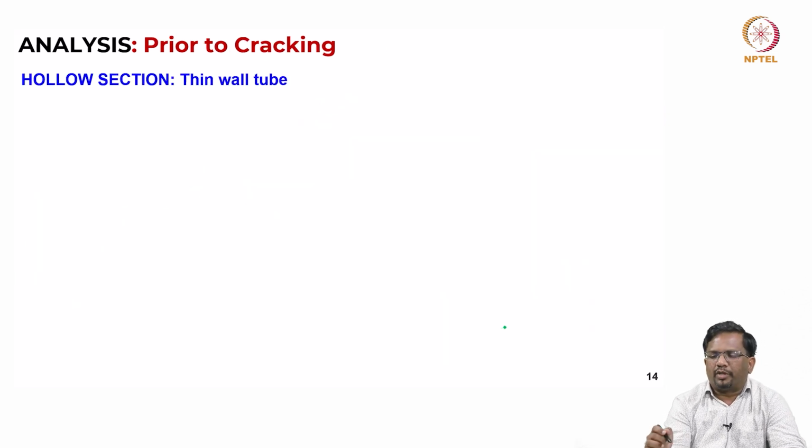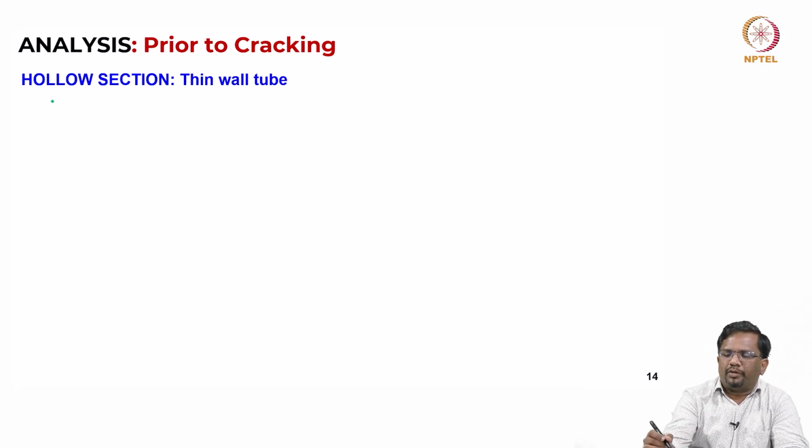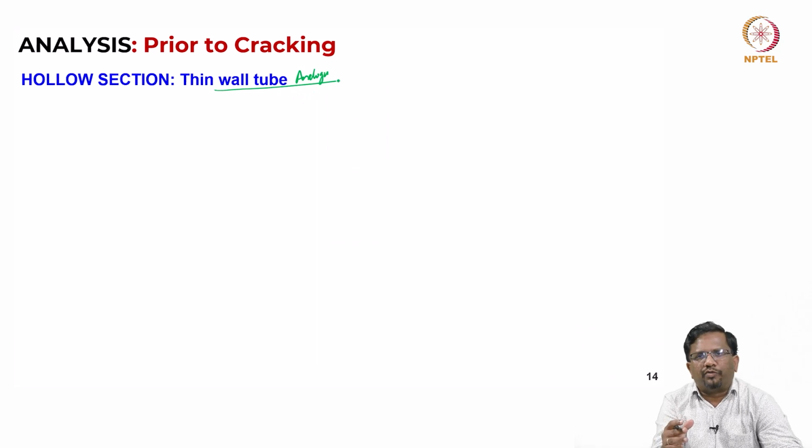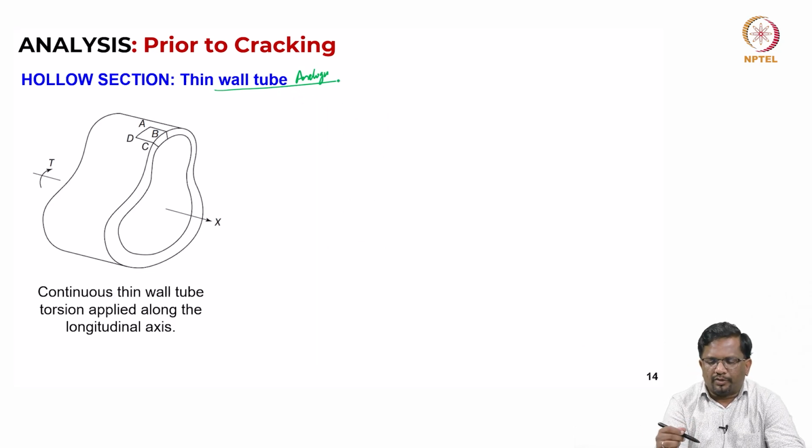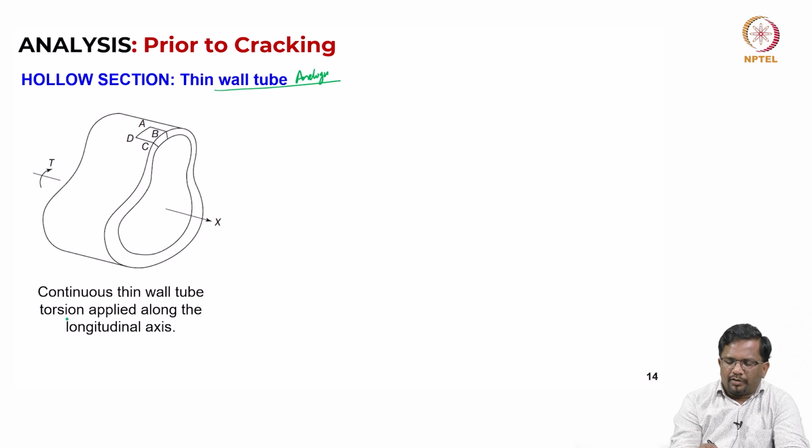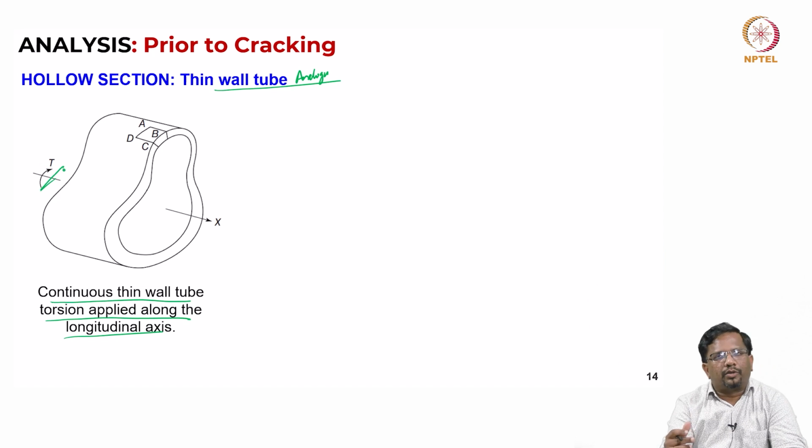Okay, now let us look at how these different cross sections behave prior to cracking. This is a very good thin wall tube analogy, so it is very easy for us to understand how different cross sections will resist the applied torque. This is a continuous thin wall tube, and we are applying a torque like this, a moment about the longitudinal axis.